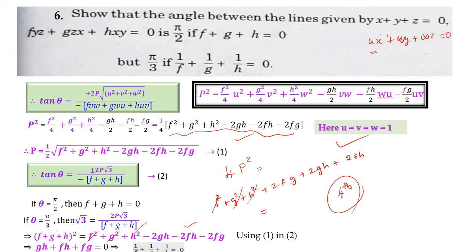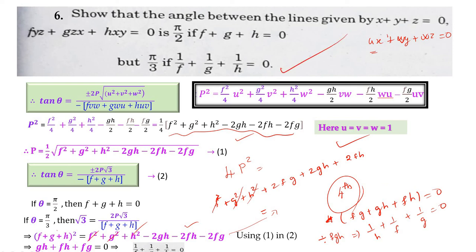So this on simplification gives you 4 times fg plus gh plus fh equal to 0, or in other words, fg plus gh plus fh is 0. You divide throughout by fgh, so that you will have 1 by h plus 1 by f plus 1 by g equal to 0. So that is the condition that is required here. So when it is pi by 3, you have this.